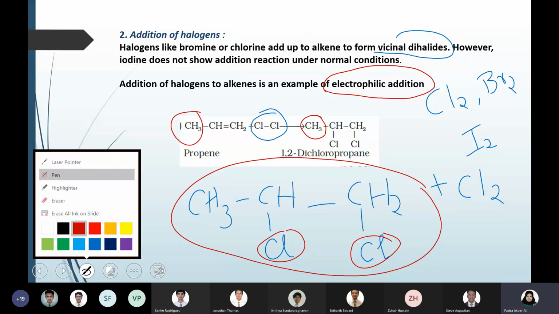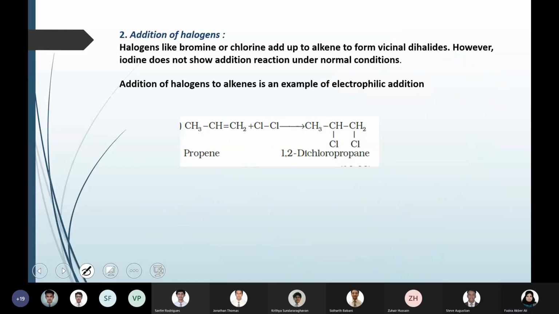What do you mean by an electrophilic reaction? What is an electrophile? What is the meaning of electrophile? They are electron deficient, so they are seeking electrons. That means they are looking for electrons.